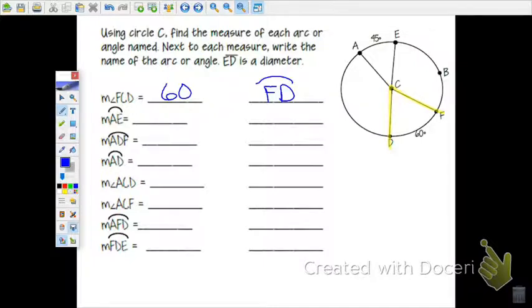Now we want the measure of arc AE. What's the measure of arc AE? 45. That was given to us. What is the name of the central angle that is congruent to that? Angle ACE.